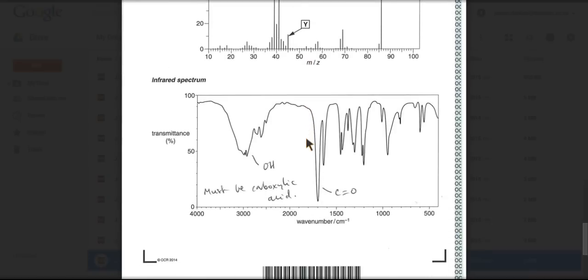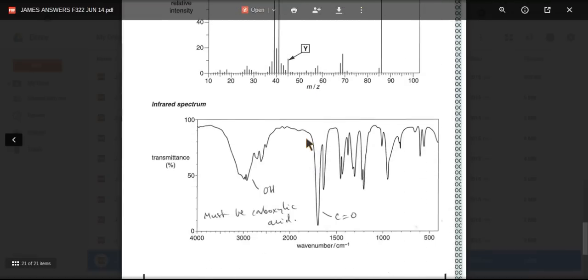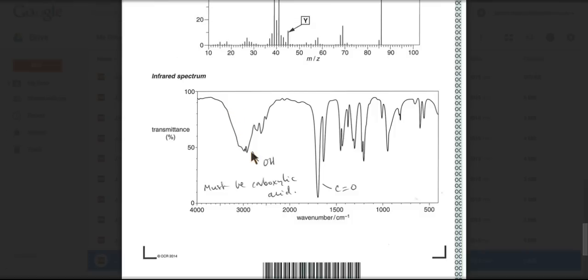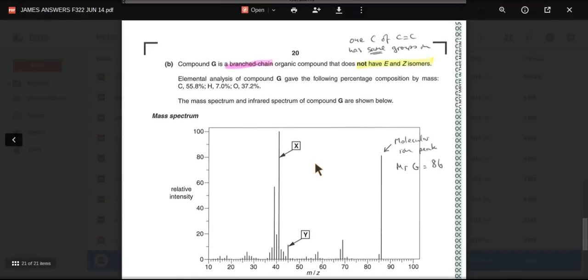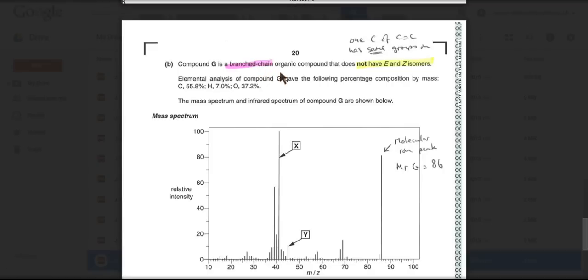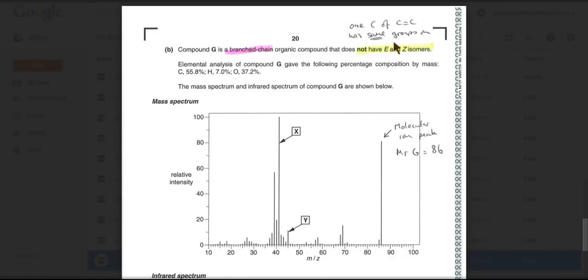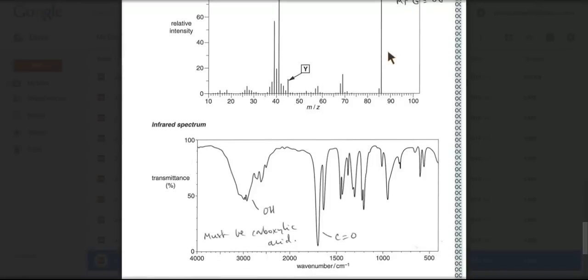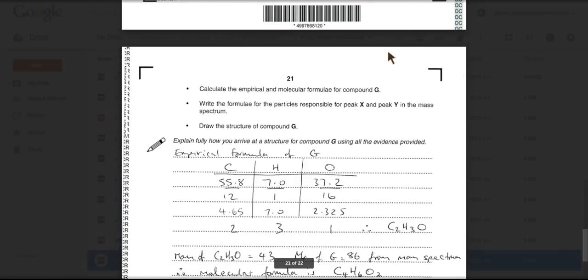The infrared spectrum of G, well, you can see this broad absorption around about 3000 centimeters to the minus 1. So we've got the OH of a carboxylic acid and there's confirmation that this must be a carboxylic acid. So G is a branched chain, looks like a carboxylic acid, and it's got a carbon-carbon double bond in it, which must have the same groups attached to one of the carbons. Okay, so let's try and process all of that.